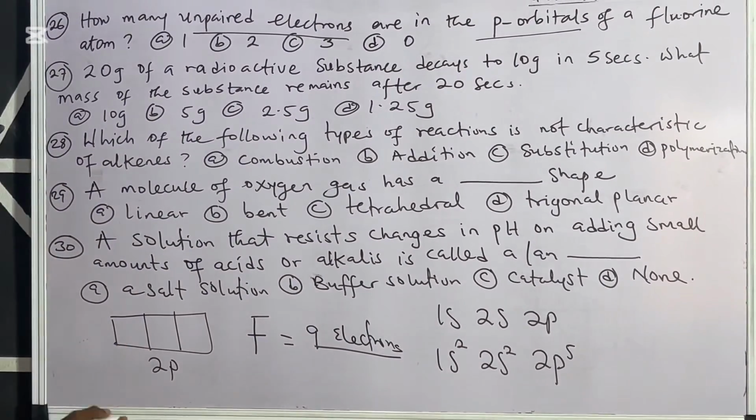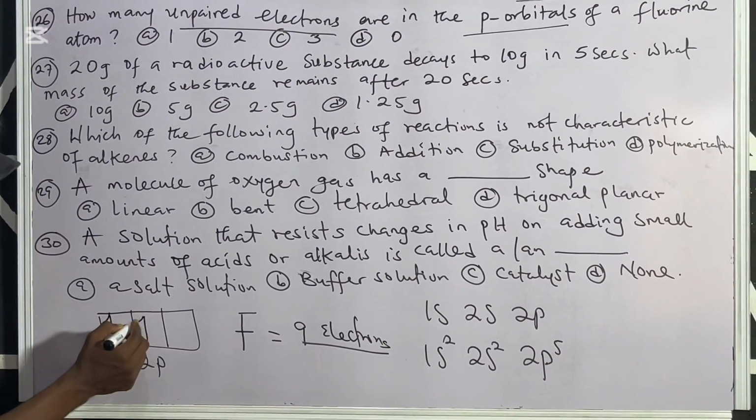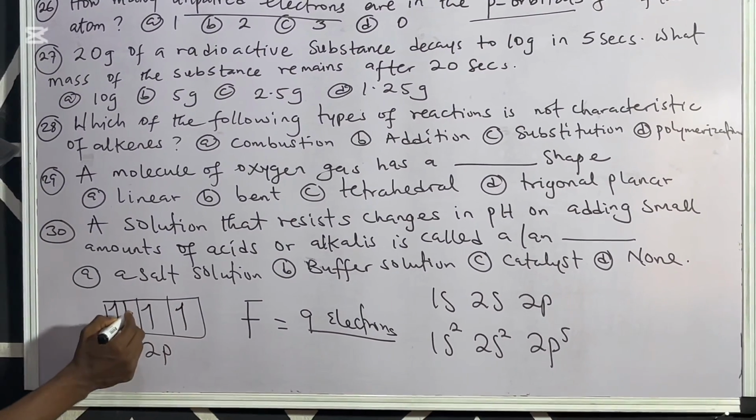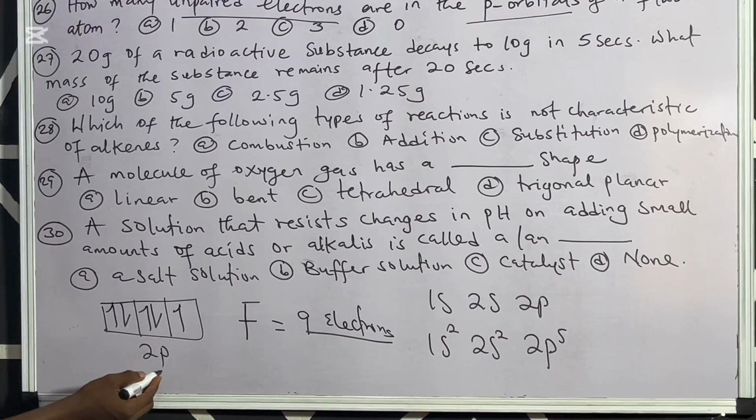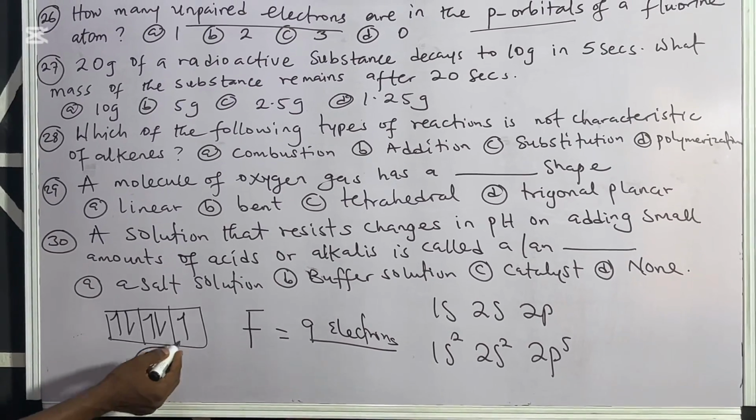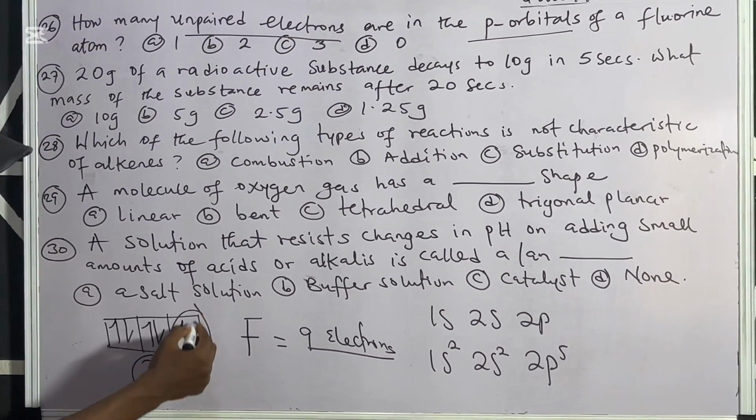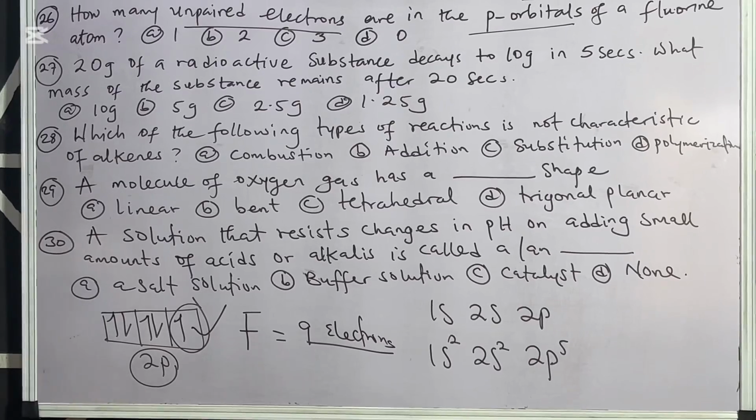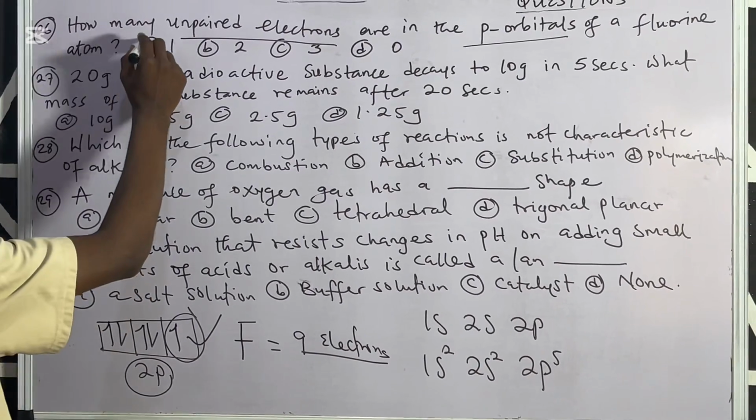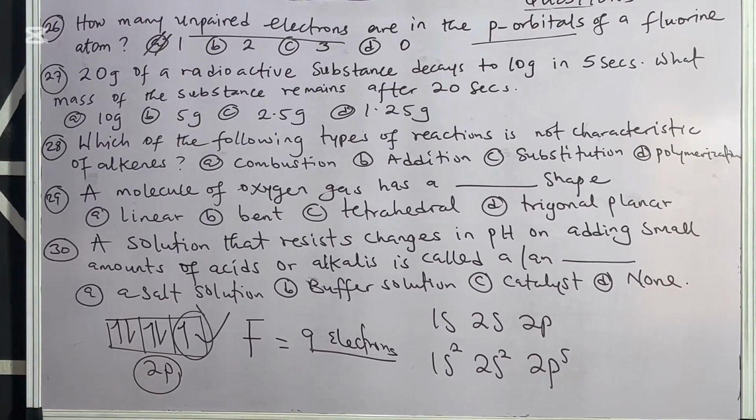So since we want to put 5 here, it becomes 1, 2, 3, 4, 5. So in this case, in the p orbital, how many electrons are unpaired? It's just this one. So it's just 1. All right, so the correct option is option A, 1.